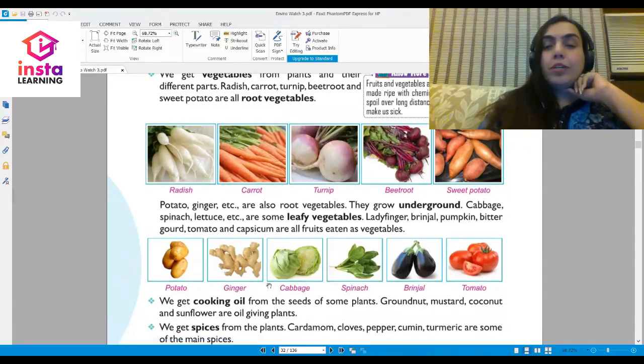So you can see here photos of potato and ginger, which are root vegetables, cabbage and spinach, which are leafy vegetables, and brinjal and tomato, which are actually fruits eaten as vegetables.